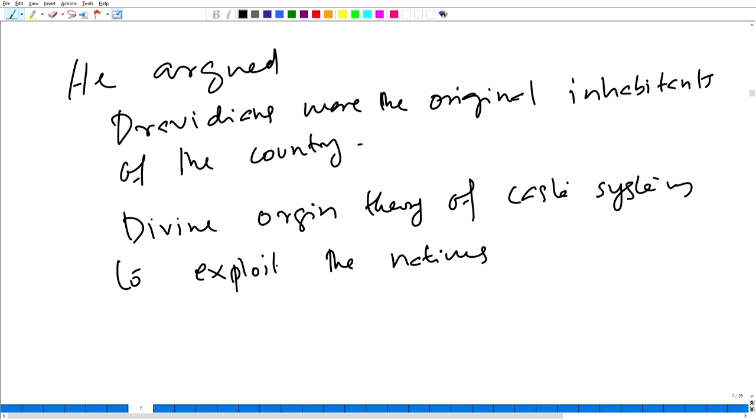Jyotirao Phule came up with the argument that Dravidians were the original inhabitants of the country and the Aryans were the invaders. These Aryans subjugated the original inhabitants of the country, the Dravidians, and established their hegemony, and they found the divine origin theory of the caste system to further exploit the native Indians, Dravidians. This was the opinion held by Jyotirao Phule.